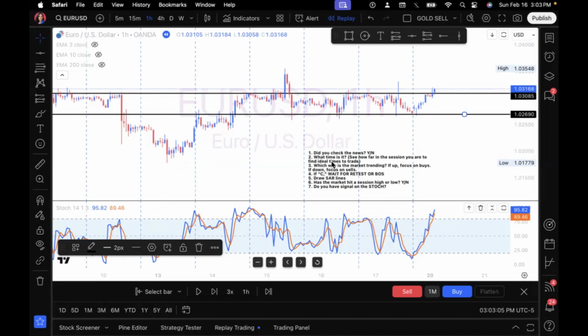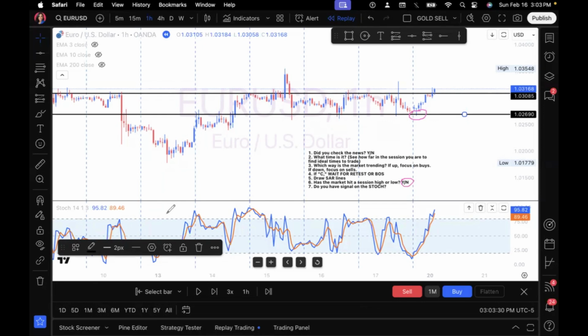And has the market hit a session high or low? Now, this may not be something that you know at the beginning of the session, but here we can see that so far, this is the lowest place that the market has gotten, and we haven't really had any sales since then. So we can answer, right? It has hit a session low, meaning that we now want to focus on buys.